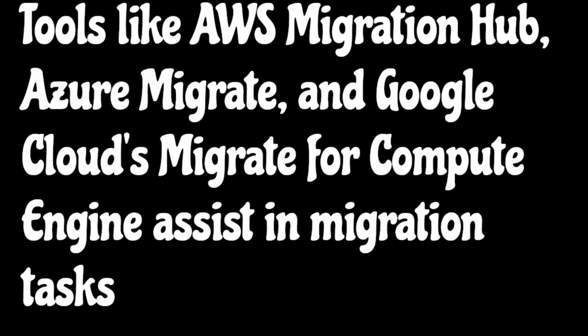So whenever we say tools, tools may be a software that helps you or anything that assists you during the migration process. So tools like AWS Migration Hub, Azure Migrate, Google Cloud's Migrate for Compute Engine assist in migration tasks. So these are the software that assist you in these three cloud environments, these three cloud brands, to migrate your workload to cloud.